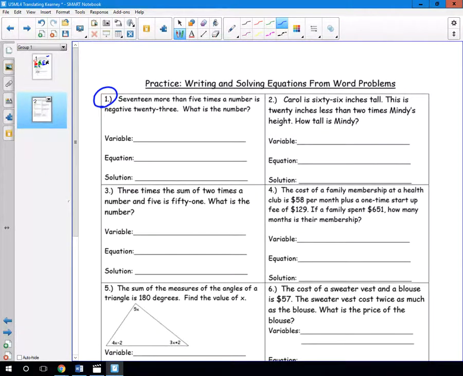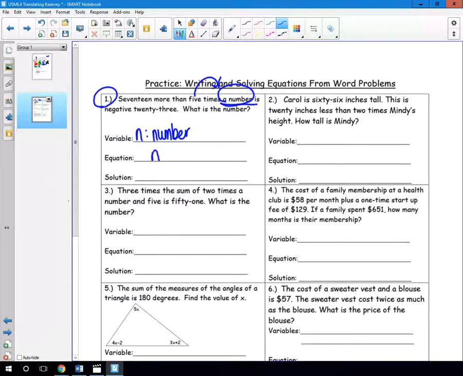So the first thing we want to do is locate that variable. What's the unknown there? It's a number. What would be a variable we could use to represent a number? We could say n. Let n be a number. As you set up an equation, find where it says a number. We don't know what the number is. Work your way backwards out of that and see what it says you're doing to that number. It says 17 more than 5 times a number, so we're doing 5 times a number.